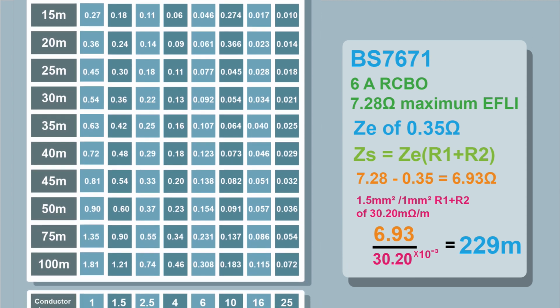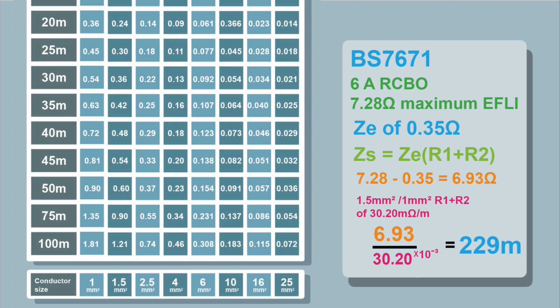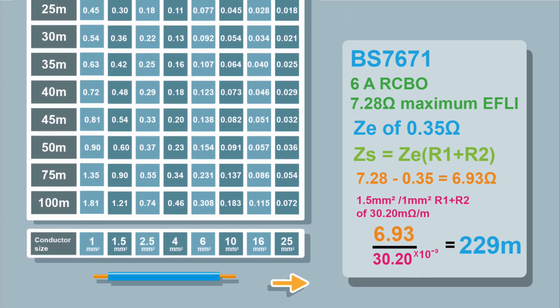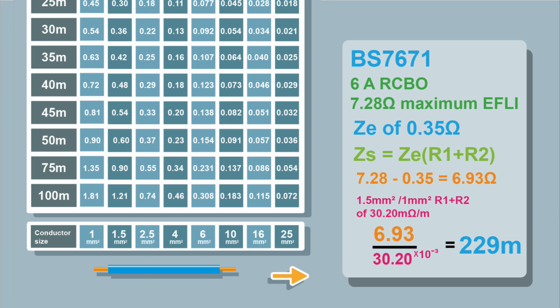So for TN-C-S, Ze of 0.35. For a 6 amp circuit, a lighting circuit, 1.5 mm squared cable with 1 mm squared CPC, R1 plus R2 of 30.20 milliohms per meter. For calculation purposes, you can do this; you wouldn't do this when you're measuring. We can minus the Ze, 0.35, from the Zs, 7.28, which gives us 6.93. We divide that by 30.20 times 10 to the minus 3, and that gives us a maximum length of 229 meters. Times 10 to the minus 3 is like dividing by 1,000.